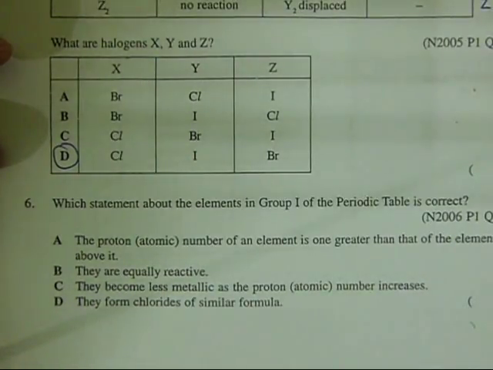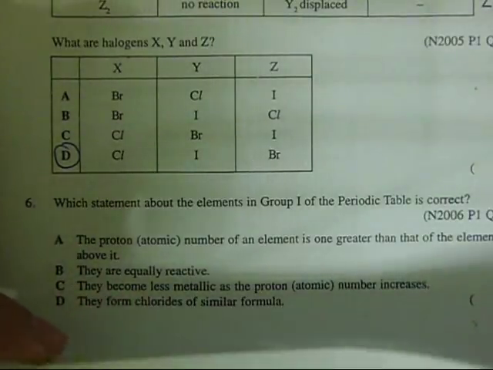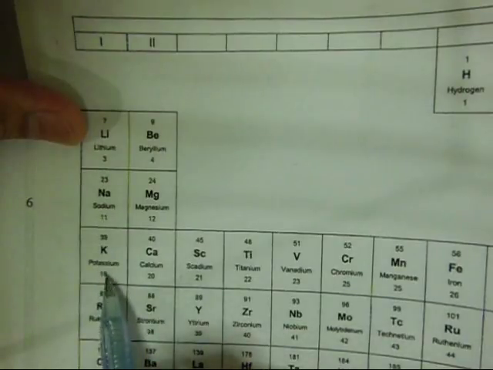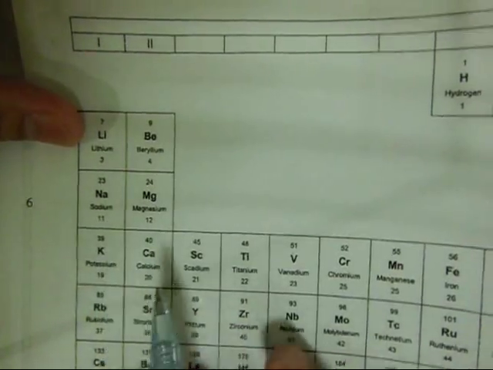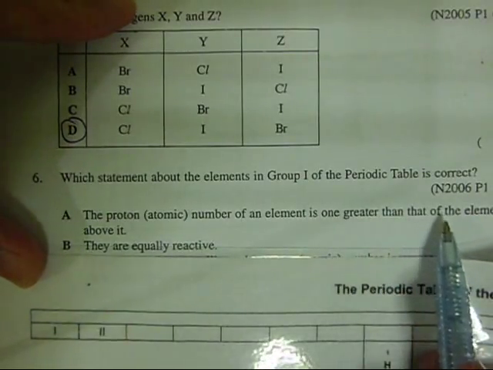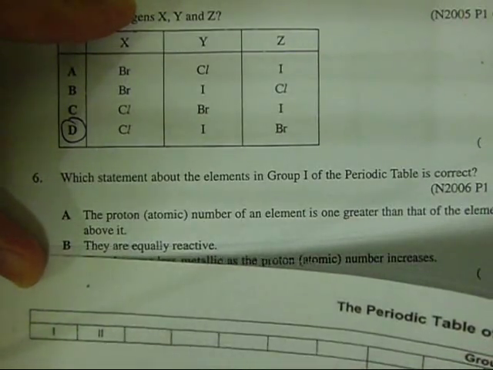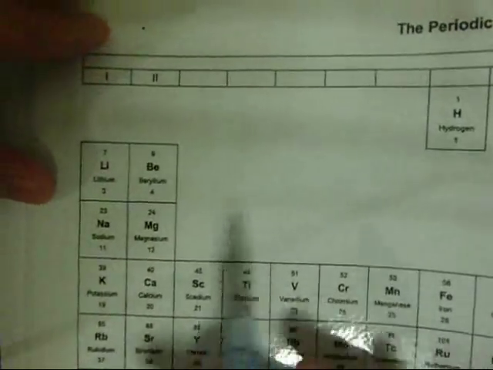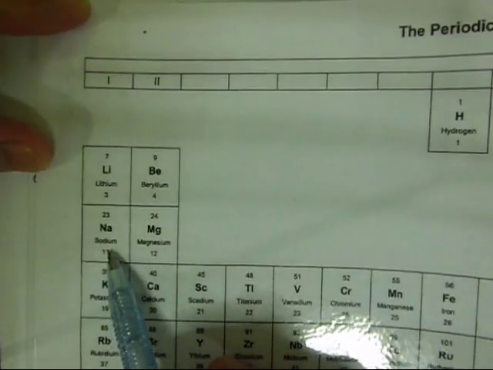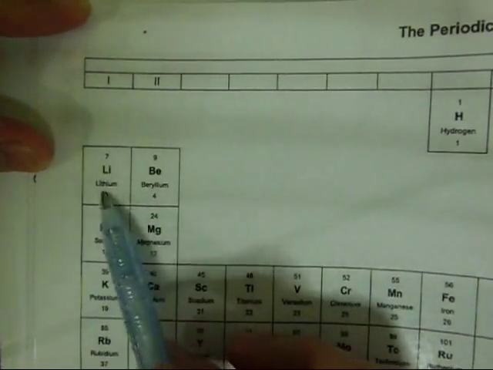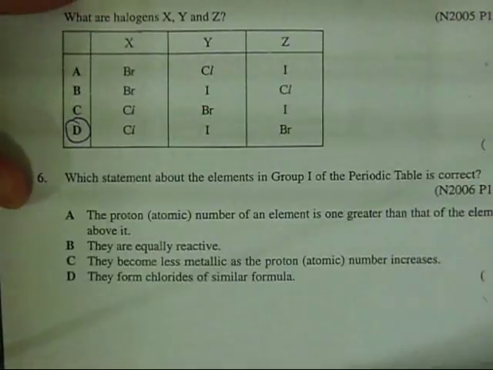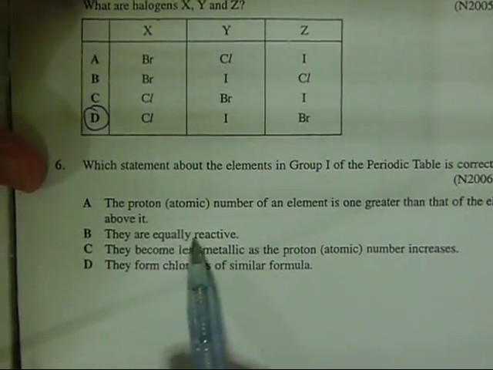So if we look at group 1, the proton number is the number below. So what is the statement again? Proton number of an element is 1 greater than that of the element above it. So that means we compare two, for example, lithium and sodium. Is this number 11 one greater than 3? No. Okay, so it is not the answer. Number 2, they are equally reactive.